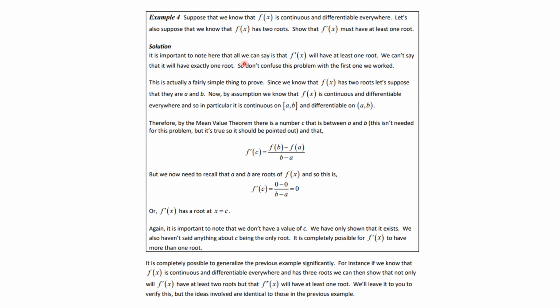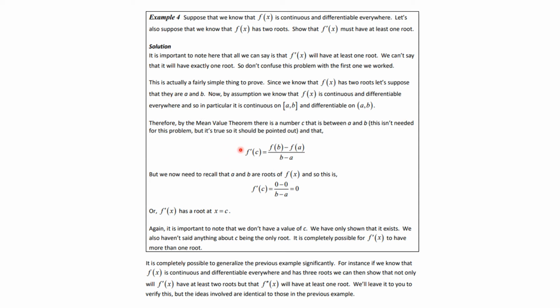It's important to note that all we can say is f prime will have at least one root. We can't say it will have exactly one root. So this is a different kind of problem. But what we're going to do is we know that f has two roots, and let's suppose that those roots are called a and b.